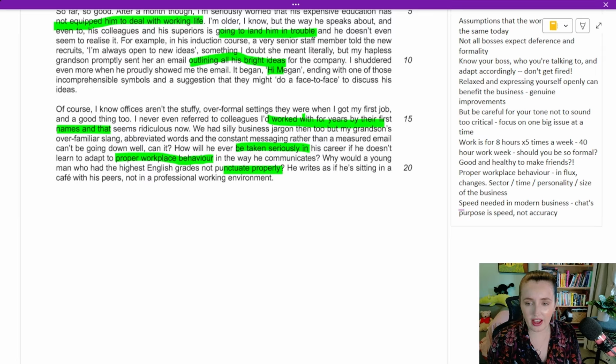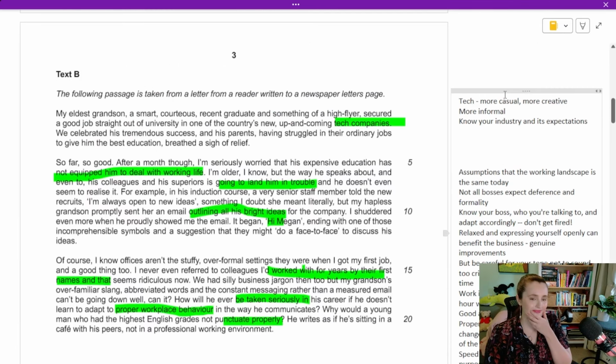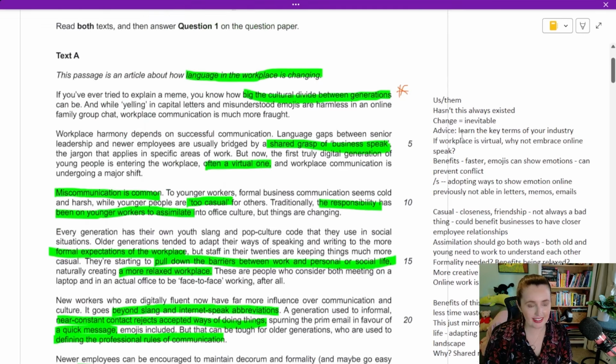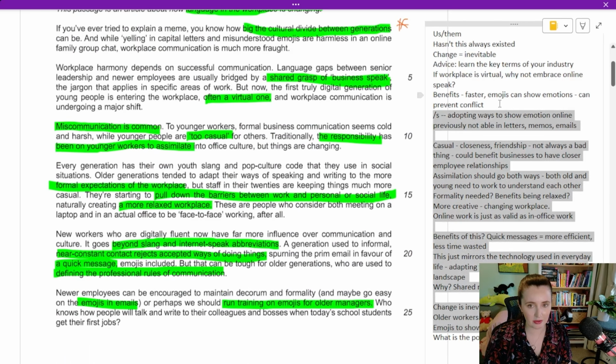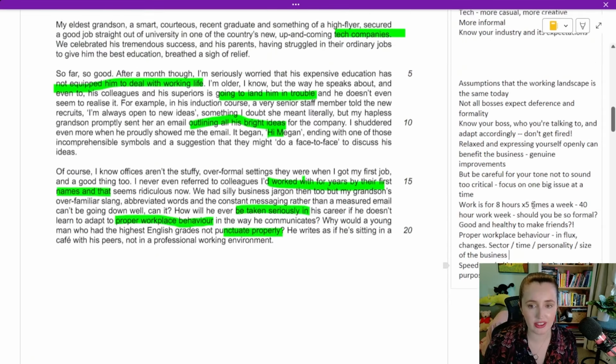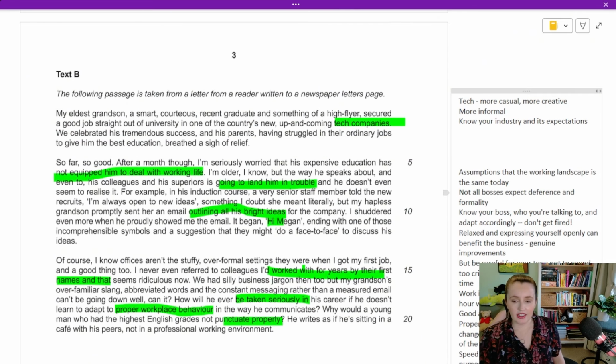Okay, so now that I'm suitably annoyed, we've read our two texts. Here are the explicit points, highlighted in green. Here are some of my evaluation points that I might include at the side. Let's have a quick look now at the mark scheme, just so that we can see if Cambridge agrees.